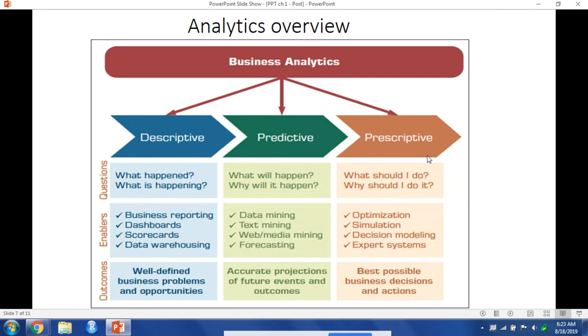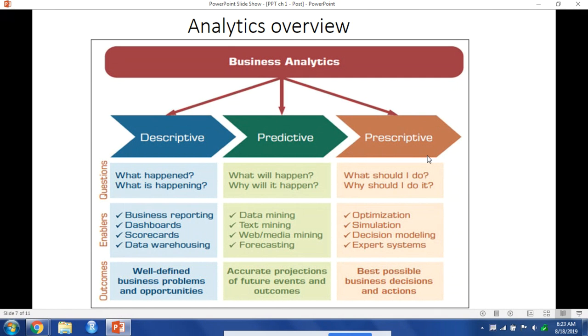The next kind of analytics is predictive analytics. The goal of predictive analytics is to predict what will happen in the future. The techniques used here include forecasting and data mining. We will also talk about that this semester.